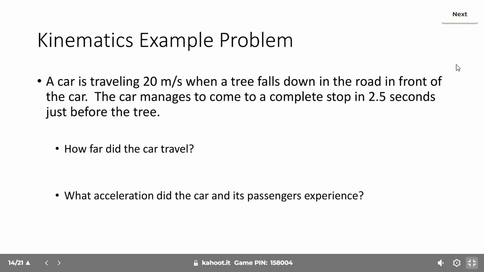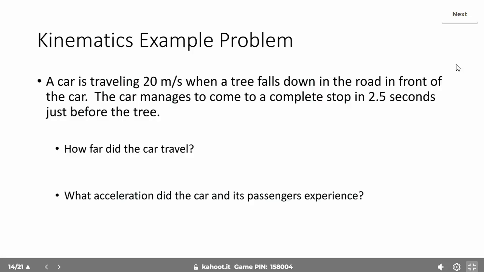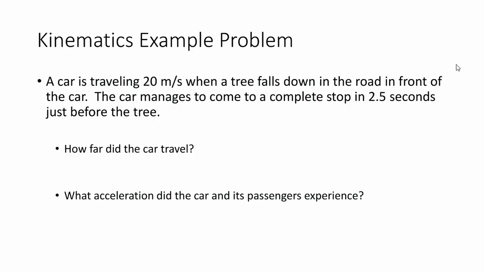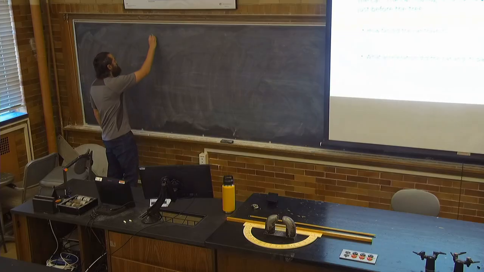Okay, so here's the first example. A car is traveling 20 meters per second when a tree falls in front of it on the road. The car manages to come to a complete stop in 2.5 seconds before it hits the tree. So the two questions we're asking is how far did the car travel, and what acceleration did the car and its passengers experience as it was doing this, going from 20 meters per second to a complete stop. So we need our list of variables.